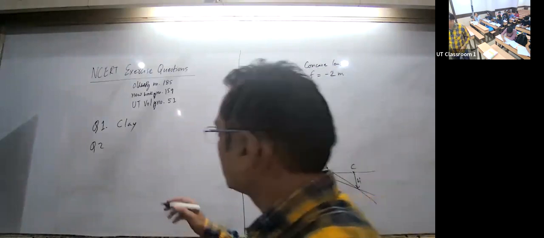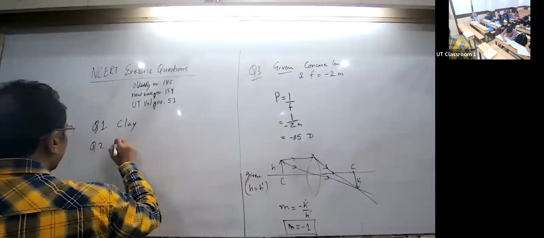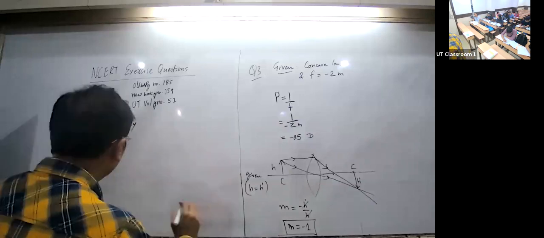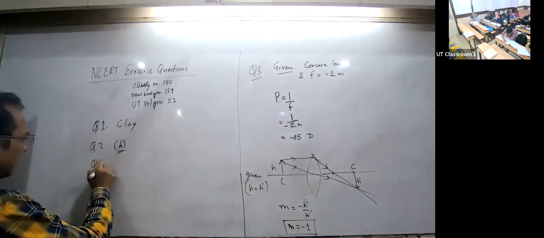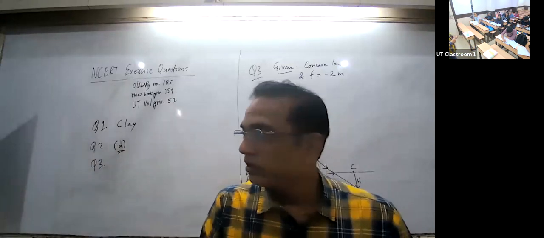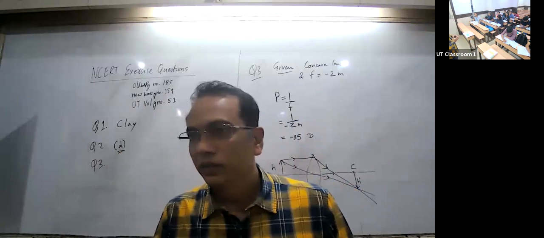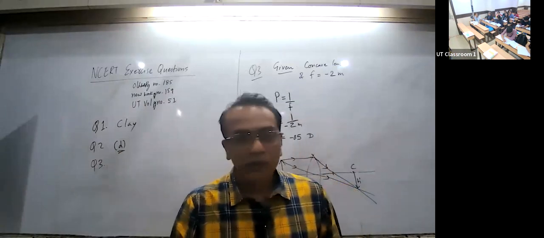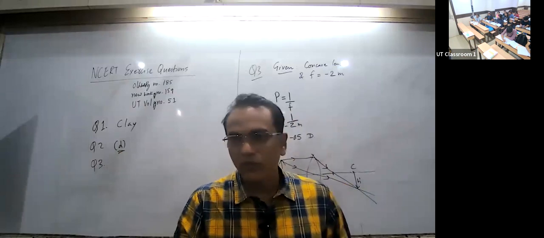So what is the answer for the second question? Option D. You read what is option D. Everybody, those who don't have clarity on this question may ask. All of you have understood? Shall we proceed to the next question?